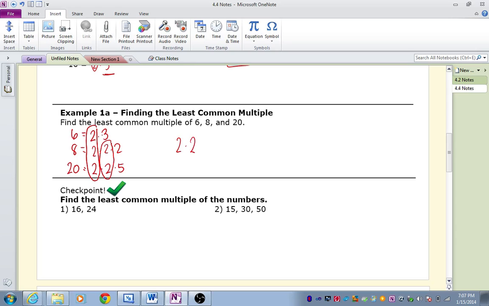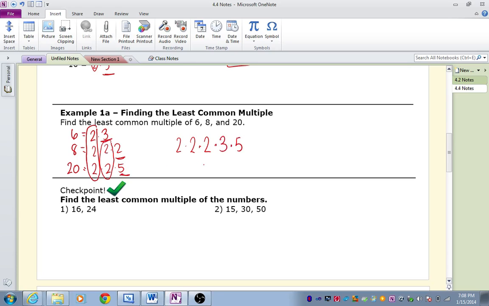So once again, circle factors common to all three and then just common to 2. And now we need to add in our extra numbers. So we have an extra 2, we have an extra 3, and we have an extra 5.